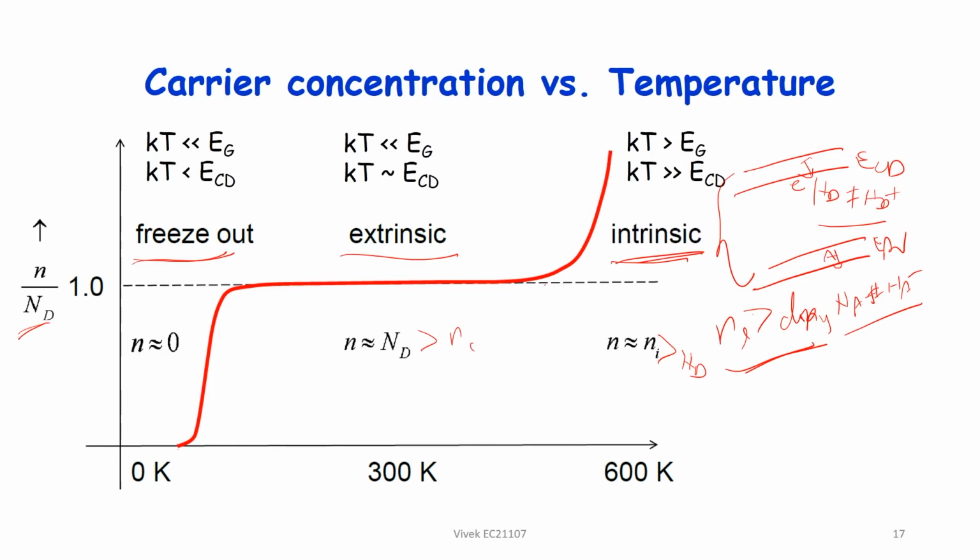So here I have described more about it. KT is much less than Eg, KT is less than ECD. For middle region, KT is again much less than Eg, but KT is comparable to ECD. So this extrinsic region dominates. Here KT is less than Eg and much larger than ECD. So again it is intrinsic here, right? So the first term determines Ni. Second term determines the contribution by Nd, right? So you can say the donors that are ionized.